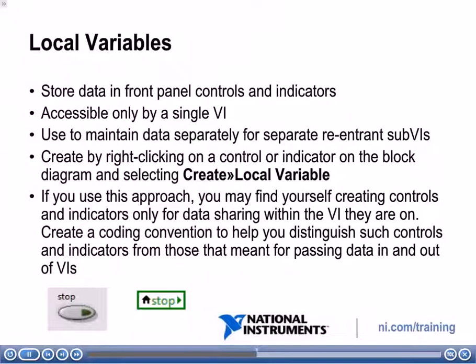The way that you can create a local variable is you can right-click on any control or indicator and select Create Local Variable, and then that will allow you to place it on your block diagram. If you're using local variables just to be able to share data between loops, you might find yourself creating controls and indicators only for data sharing within the VI that they're on. If you're doing that, you might want to create a coding convention to help you distinguish which controls and indicators are used simply for data sharing and which ones are used for passing data in and out of the VIs. You might also want to use global variables instead if you're only using a local variable and a control just for passing data.